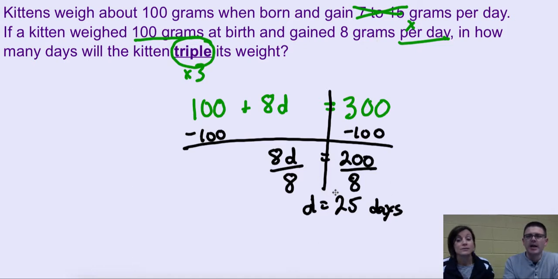8 grams per day times 25 days is 200 extra grams. Added to our 100, it gets us to our total of 300 grams for these kittens. They're so little. All right. Be ready to do some of these on your own tomorrow.